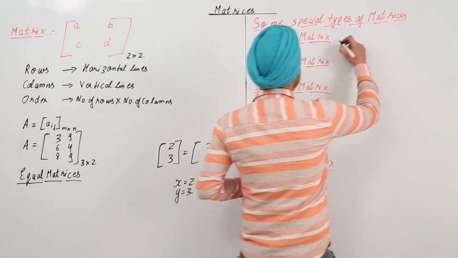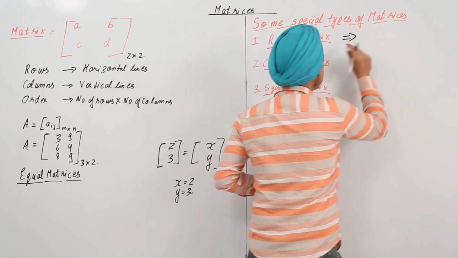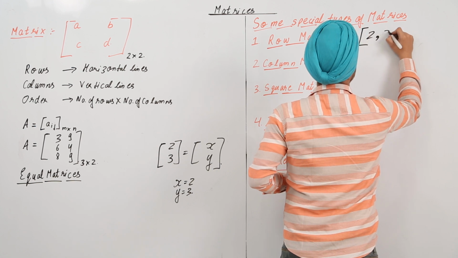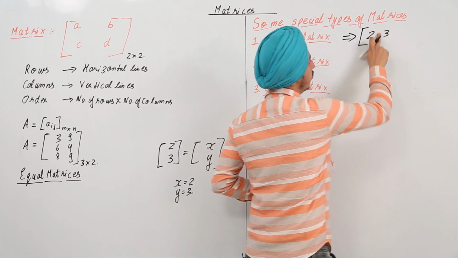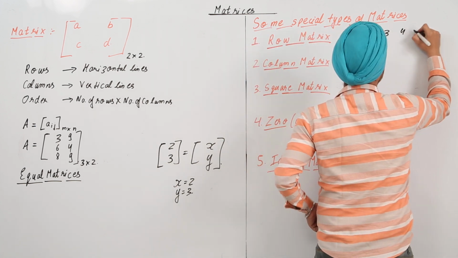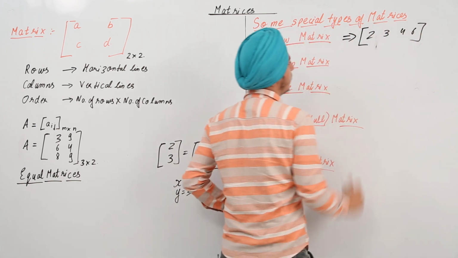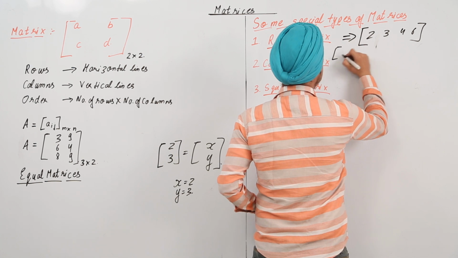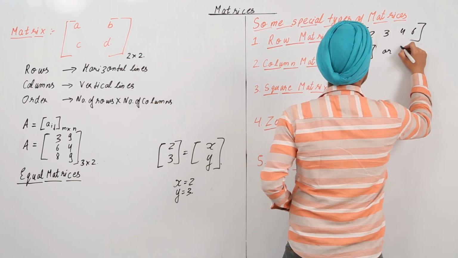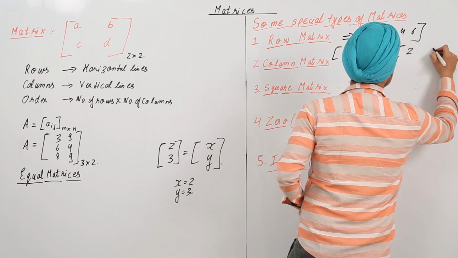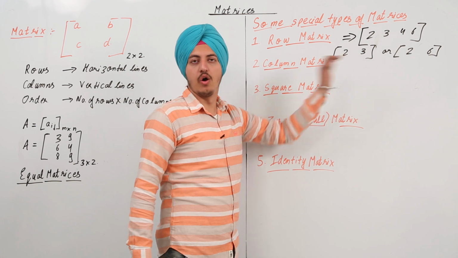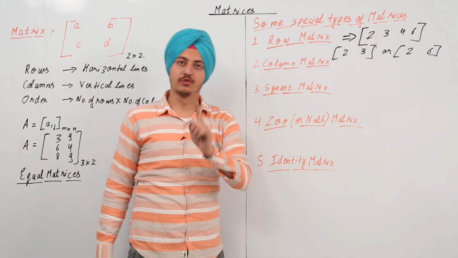Row matrix is that matrix which has only one row. Any matrix, what is a row? A row is a horizontal line. So an example of this matrix is 2, 3, 4, 6. We don't use commas in a matrix, remember that, okay? This is a row matrix. Or we can say a 2, 3 row matrix. Or we can say a 2, 6 row matrix. All row matrices will look like this. Row matrices just have one row.